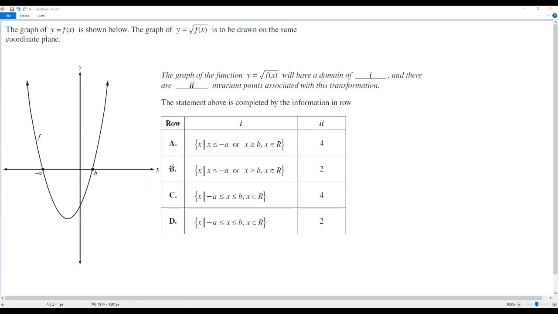Okay, now let's consider the graph of the given function y equals f of x. Okay, here it's a parabola. So then f of x must be a quadratic function, because only a quadratic function has a parabola as its graph. To get the function f of x, I have to consider the 2 x-intercepts of the given parabola. So here the first x-intercept is negative a, and the second x-intercept is positive b.